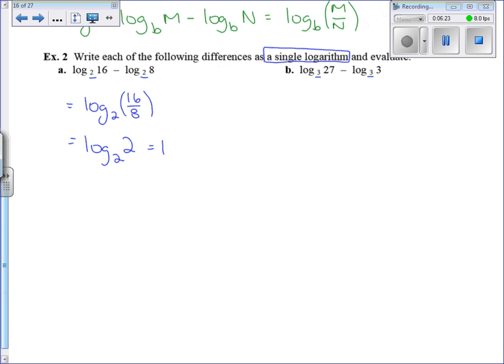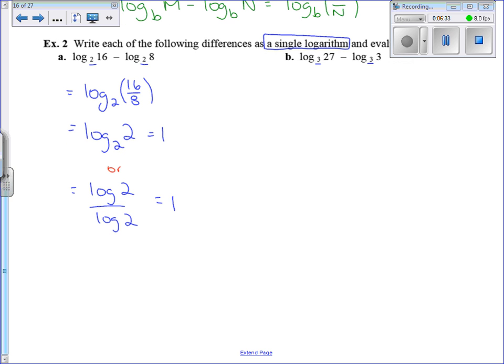Or you can do log 2 divided by log 2, and obviously that equals 1. Or the definition of a logarithm, which says 2 to what power gives me 2, and obviously in there x equals 1.